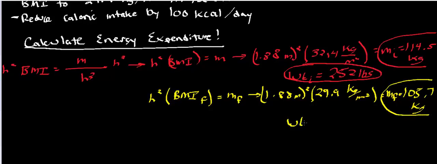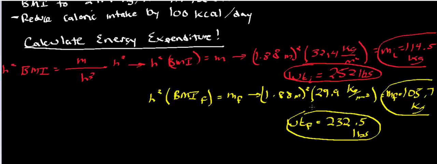Now, if I want to find the final weight, so the final weight after the weight loss, I'm going to take that mass I just calculated and multiply it times 2.2, and that's going to give me a weight of 232.5 pounds. Okay. Now the next thing I'm going to do is I'm going to calculate the weight loss.